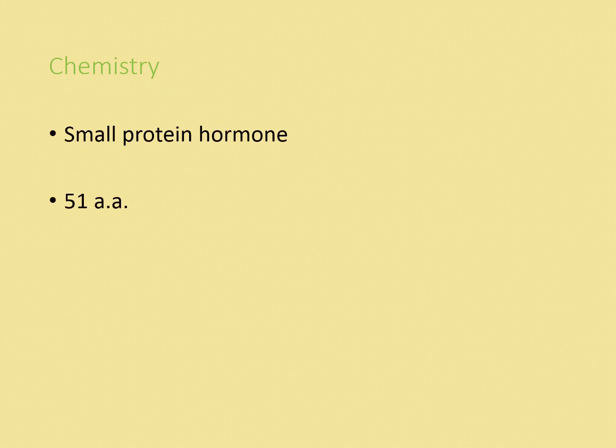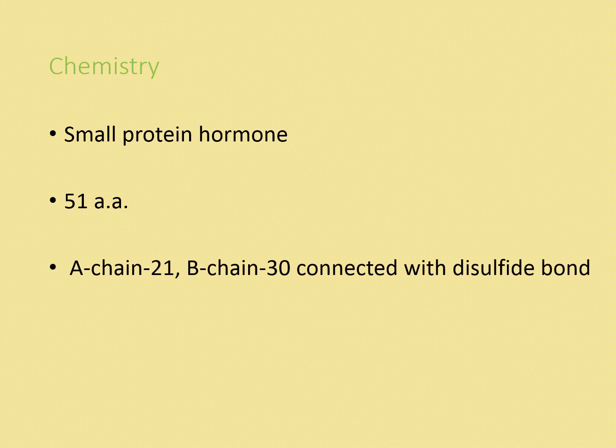Chemistry part. Insulin is a small protein hormone having 51 amino acids. It has two chains, A and B. A chain has 21 and B chain has 30 amino acids, which are interconnected with disulfide bonds. Molecular weight 5808, half life 6 minutes.